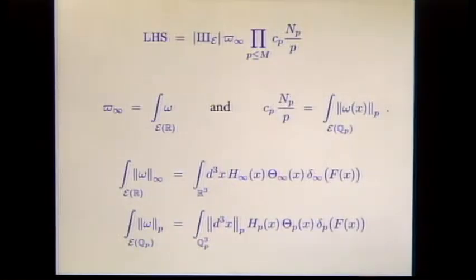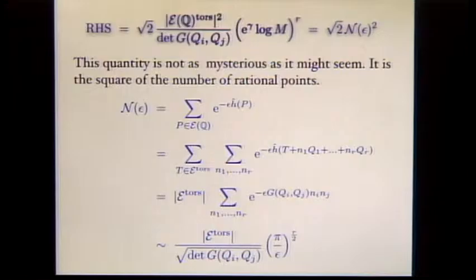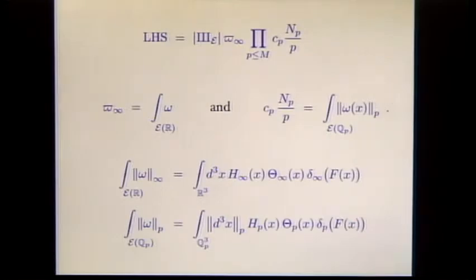Let's back up. So that's the right-hand side. Then we look at the left-hand side of the conjecture. Can we say something about that? Well, some parts of it we can say something about.